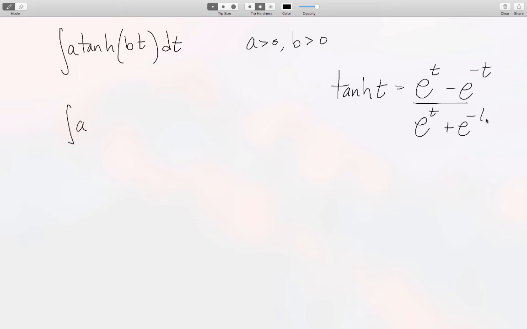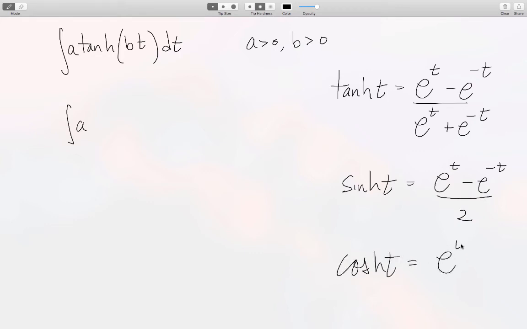It comes from the fact that sine hyperbolic was e to the t minus e to the minus t, everything over 2, and cosine hyperbolic is e to the t plus e to the minus t, everything over 2. And if you divided these two, you would get this hyperbolic tangent function. So these hyperbolic trig functions are really just a particular combination of the exponentials e to the t and e to the negative t, some linear combination of those two functions.